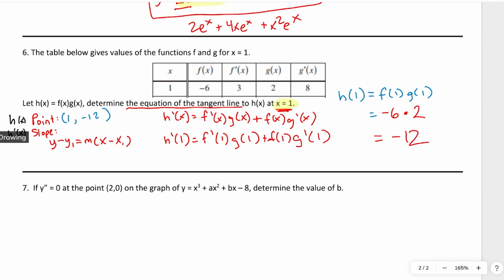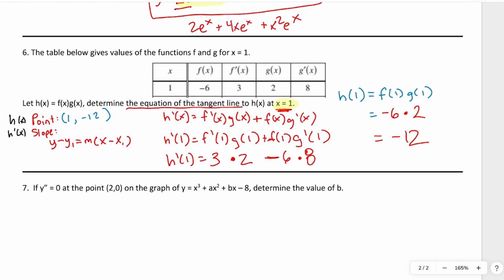So f prime of 1, we can see that that's going to be 3. G of 1 is 2. F of 1 is negative 6. Put the parentheses around that so we know it's not minus. Times g prime of 1, which is 8. So we're going to multiply all this together. Oh, wait. No, what am I doing? Where did that plus come from? Yeah, you know what? Let me just fix that up. Let's write that as minus.